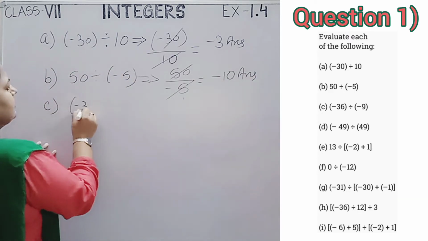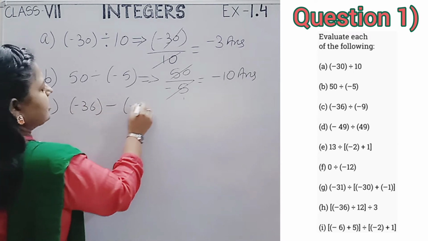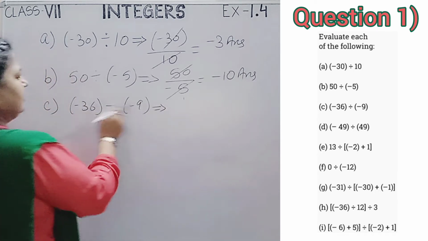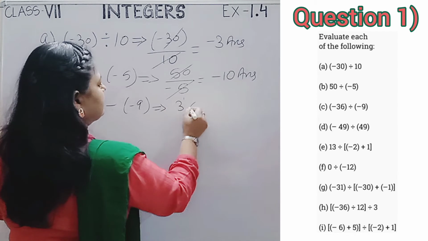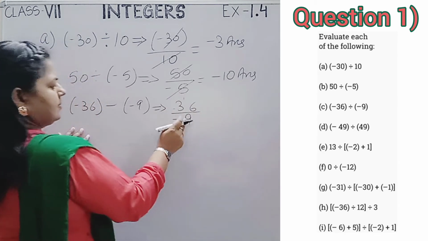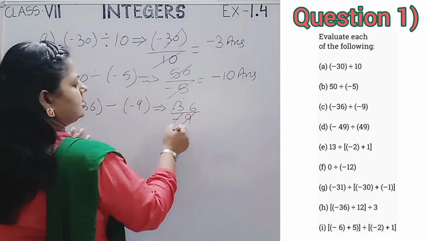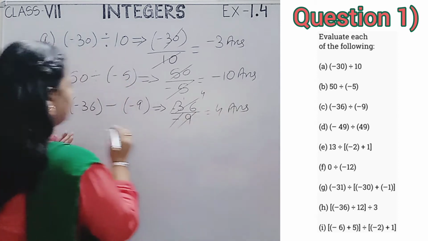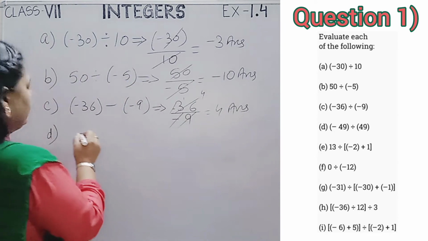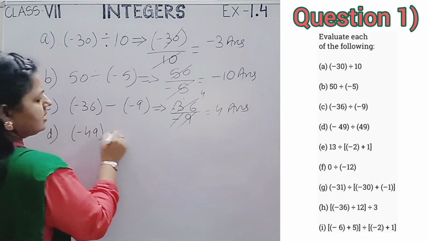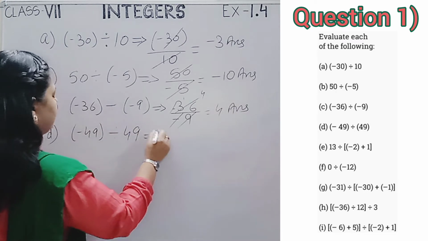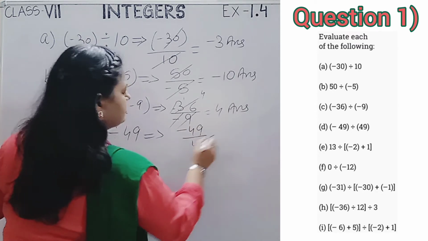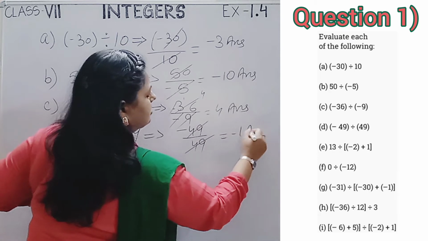C part, minus 36 divided by minus 9, and we have both numbers in negative sign, so negative will get positive. 36 upon 9, we have both negative sign, cancel out, 9 fours are 36, so we have 4 as answer. D part, minus 49 divided by 49, so nothing to do here, minus 49 upon 49, cancel out, minus 1 answer.